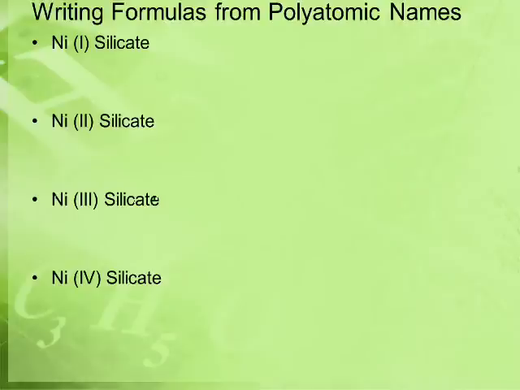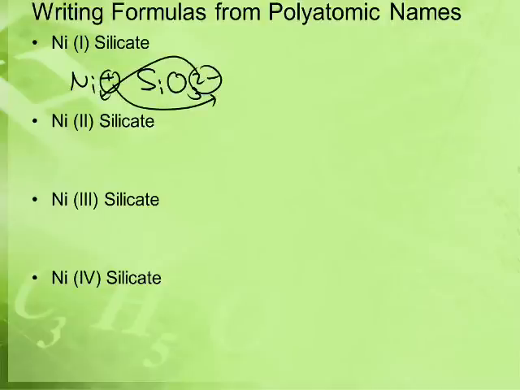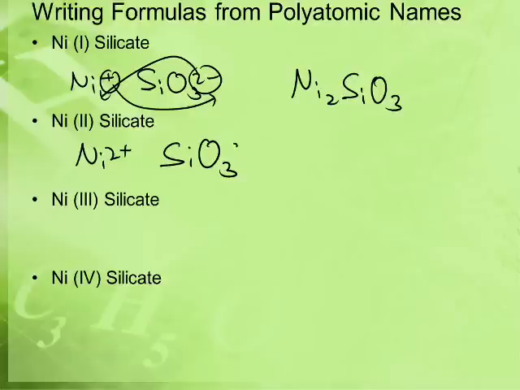We have the nickel silicate. Nickel 1, that's Ni plus. The silicate is SiO3 2 minus. And just swap those two numbers. Ni2 parentheses. Actually, we don't need parentheses because there's only one silicate, SiO3. How about Ni2? It's Ni2 plus silicate. Same thing, SiO3 2 minus. Here we have a 1-to-1 relationship between the nickel and the silicate.